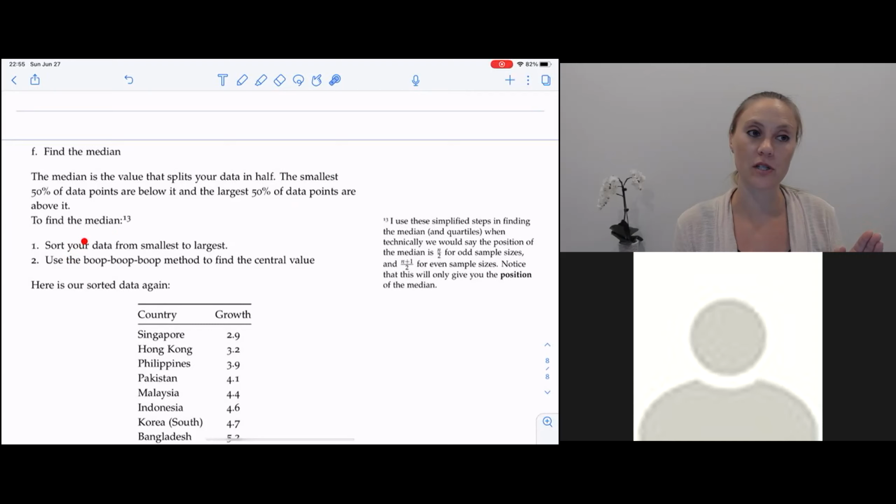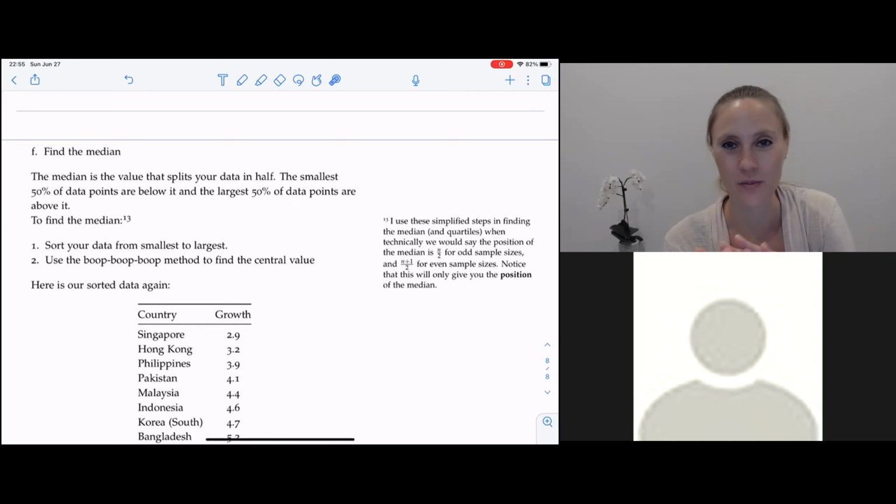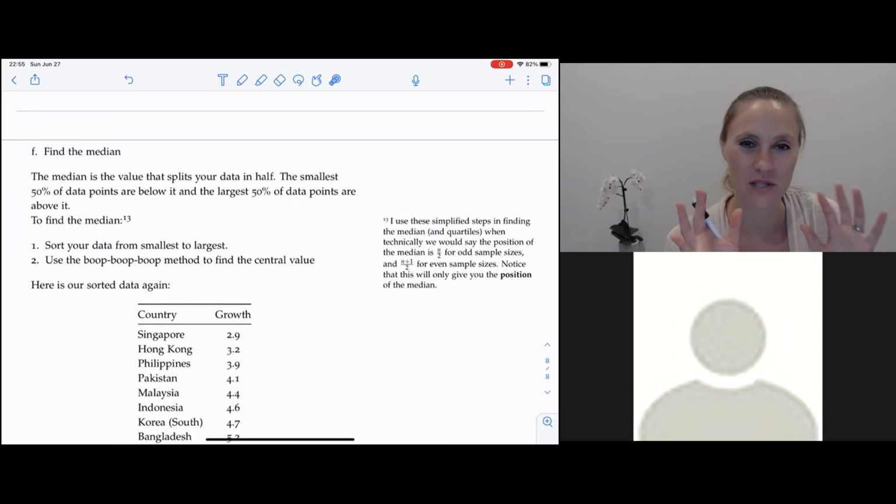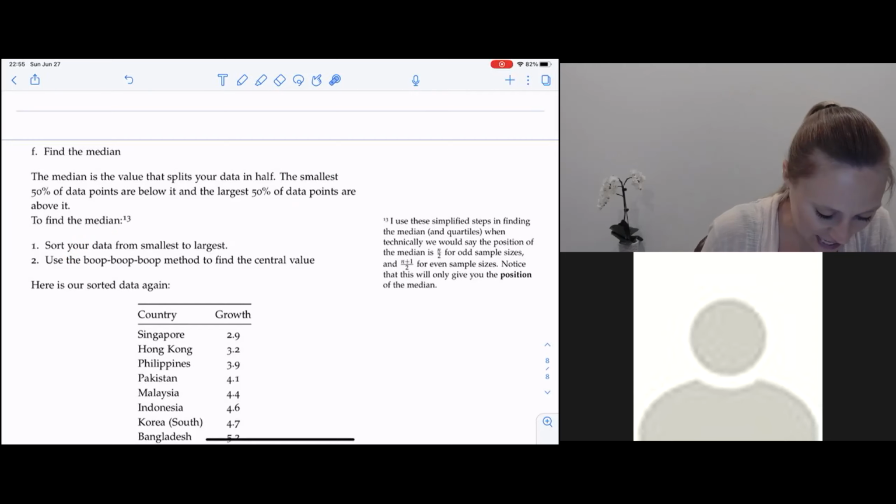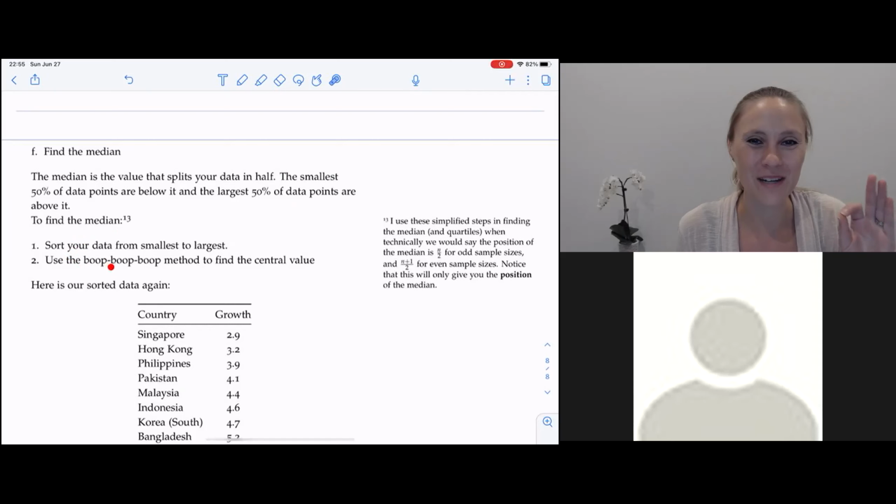To find the median, you're going to sort your data from smallest to largest. Then you check in and count how many data points you have. We know we have 12, right? Once you've sorted them, make sure that you have 12 data points, otherwise it's not going to work. And then you use the patent pending boop, boop, boop method. It's not patent pending, but I do think it's funny. I just call it this; I don't think you'll find it on the internet anywhere.